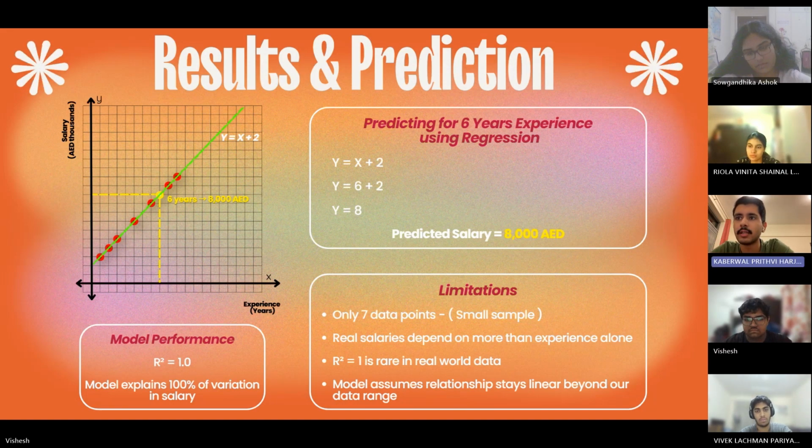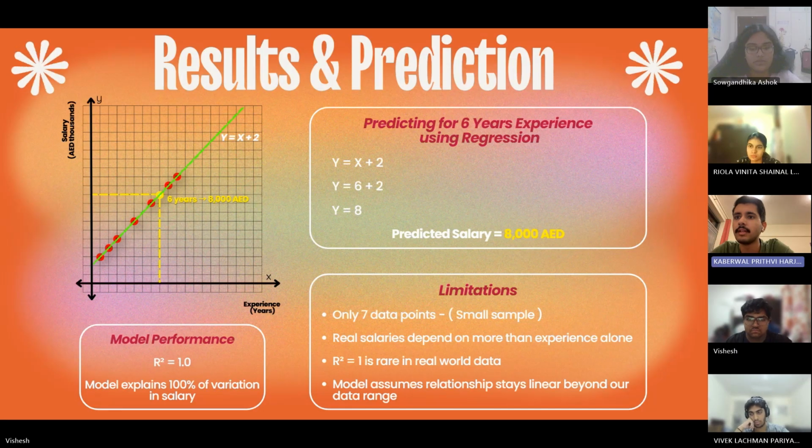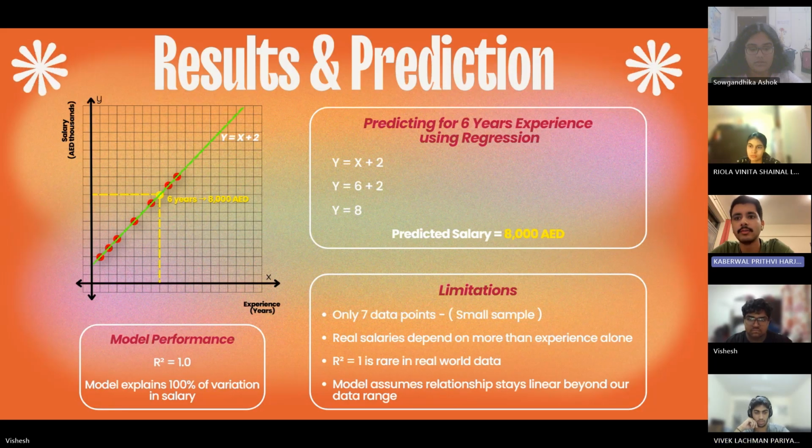So, predicting for 6 years of experience using regression. 6 years was not given in the table. So if we put y is equal to x plus 2, where x is the years of experience, which is 6, we get the predicted salary as 8080, which is not given in the table. So the linear regression equation is y is x plus 2, having 100% accuracy.